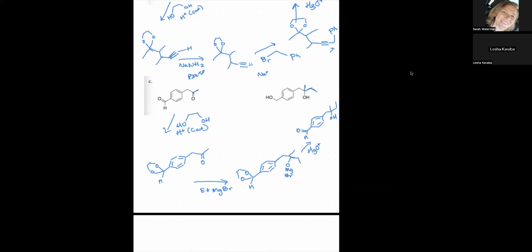We know a couple ways to do that. NaBH4 and then CH3OH. We could also use lithium aluminum hydride, same idea. That one will also do esters. And that's that. That's all I have. Do you have any questions about anything?